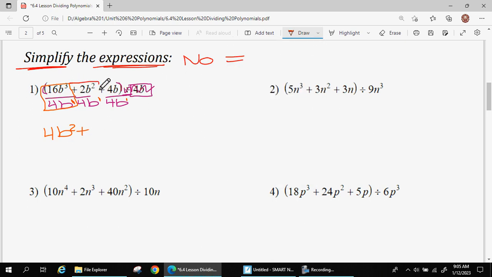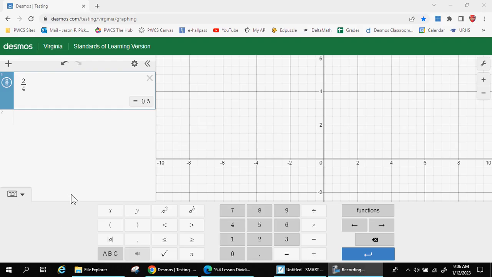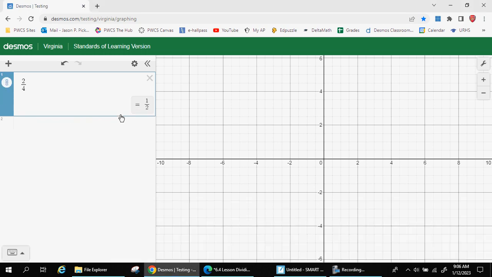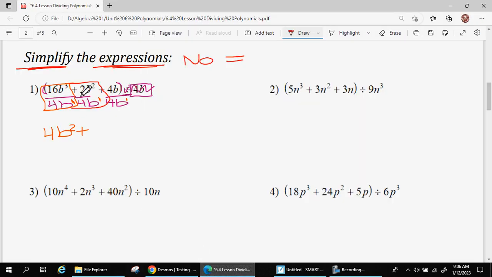And now I can do the next one. I'm going to do 2 divided by 4. If I do 2 divided by 4 in Desmos, you can see I did 2 divided by 4. I got 0.5. We want a fraction. When I hit the fraction button over here, you can see I get 1/2. So we will be simplifying this 2 over 4 into 1/2.